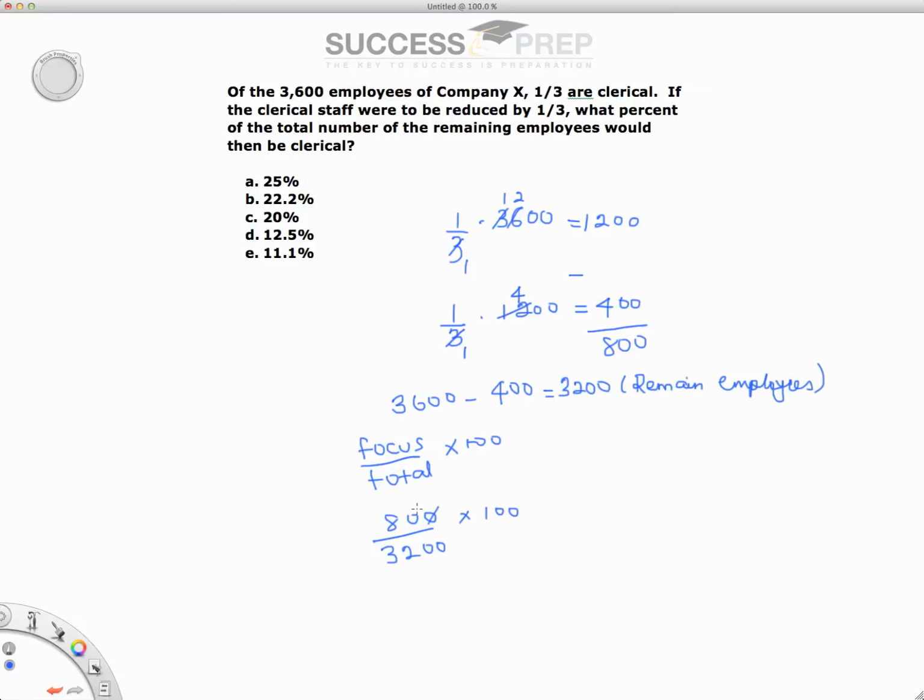You can reduce that. 8 goes in 8 one time, 8 goes in 32 4 times. And then you have 100 divided by 4. So 4 goes in 4 once, and 4 goes in 100 25 times. So what you're left with is 25%. Or in this case, the answer would be A.